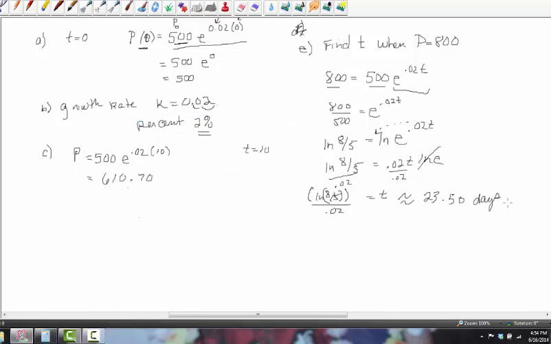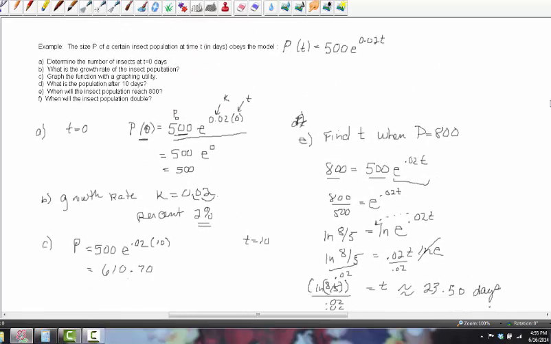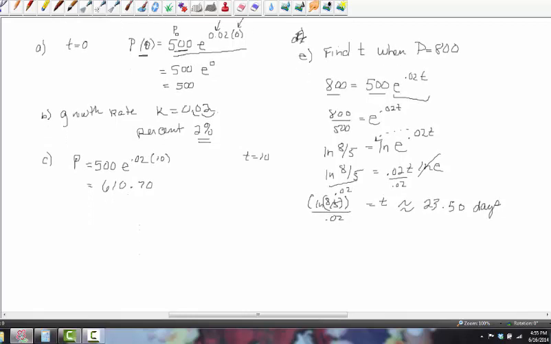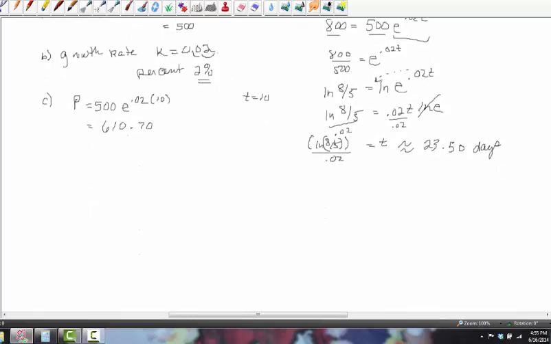And you should ask yourself, does that make sense? So again, the insect population would go from 500 to 800 in 23 days. Yeah, that seems reasonable. Okay, so then letter F. When will the insect population double? Alright, you'll see some other questions like this where you're looking at how long it takes something to double or triple. You saw this in the compound interest problems too.